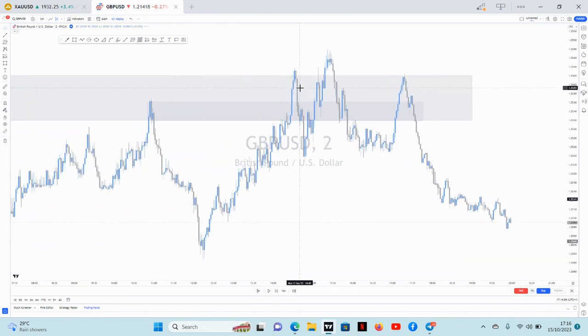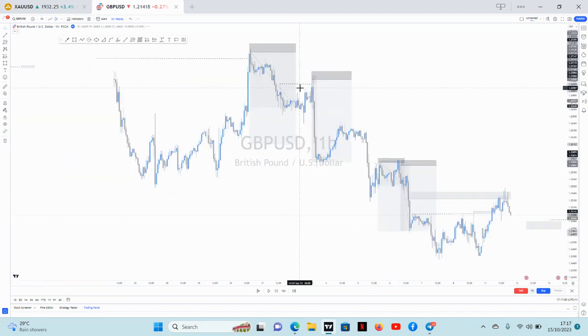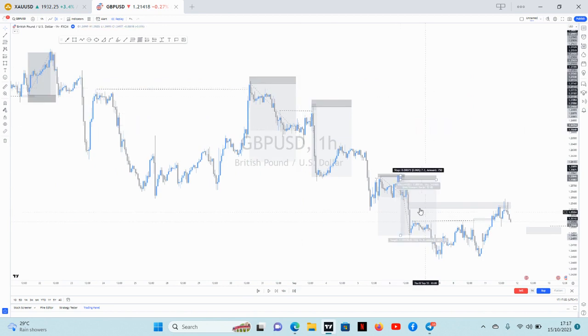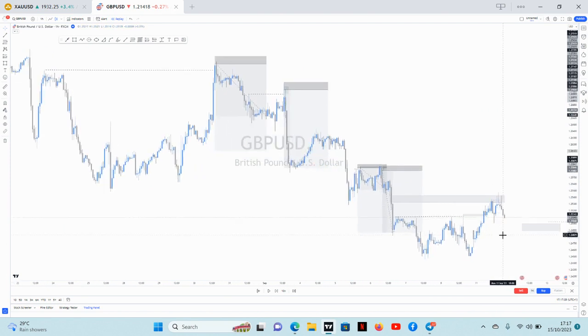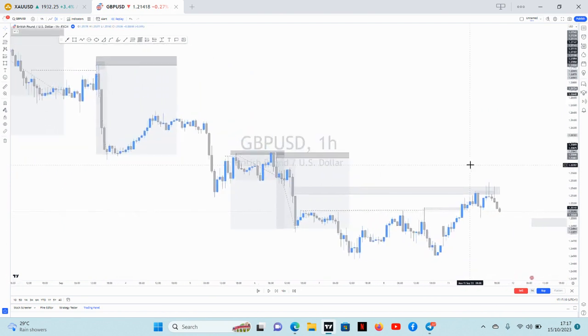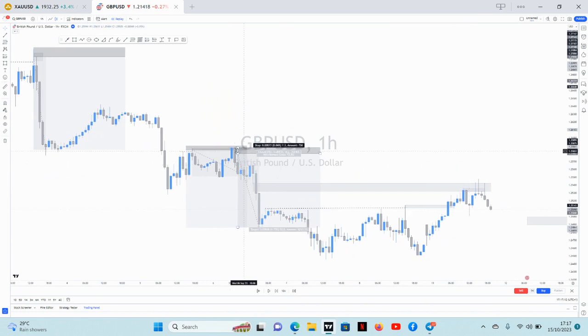I wasn't even taking it the third time, but it's still the same thing I've been explaining: a high inside a fair value gap, a sweep, market structure shift, entry, and let it go. Same thing here. This one actually even happened twice, I think. Yes, twice.